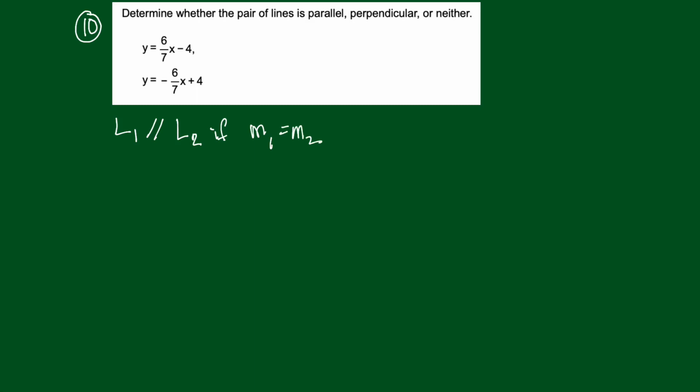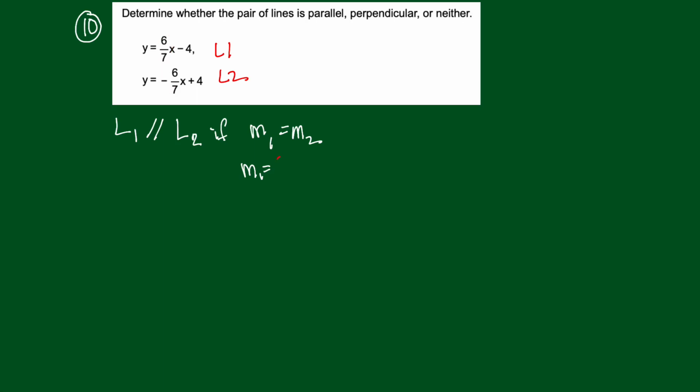Now, let's put some names here. This will be line 1. This will be line 2. Now, look at these slopes. The slope of line 1 is, here it is, right? The slope of line 1 is right here, 6/7. The slope of line 2 is negative 6/7. So they're not the same.